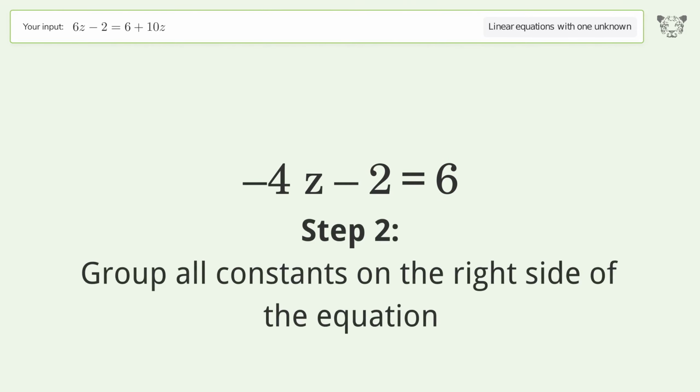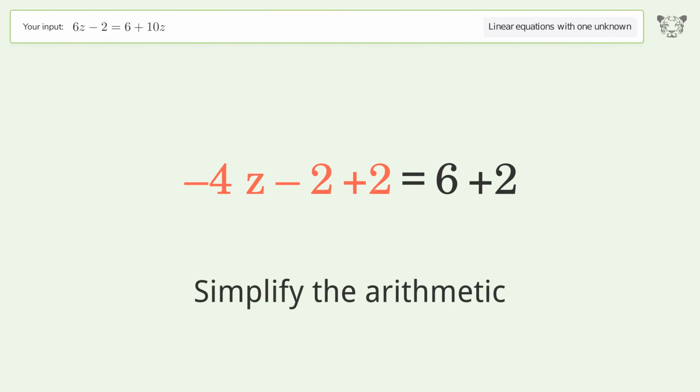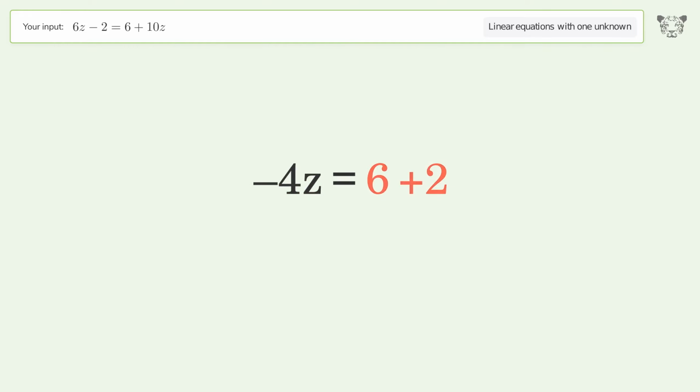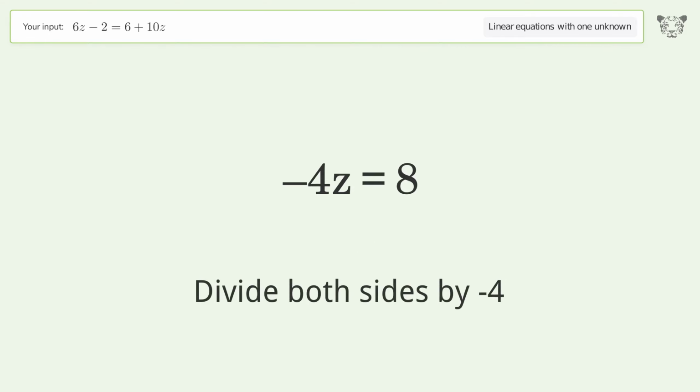Group all constants on the right side of the equation. Add 2 to both sides. Simplify the arithmetic. Isolate the z. Divide both sides by -4.